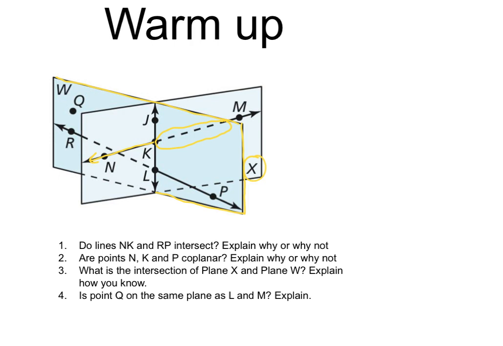So it says, does that line and the line RP, that's this line right here, do they intersect? And the answer is no, because they would have to intersect somewhere on the line where plane W and plane X intersect. That would be on line JK, which they do not intersect. NK has the intersection point of K, and RP has the intersection point of L. So they do not intersect. And you could have put that they are on different planes.